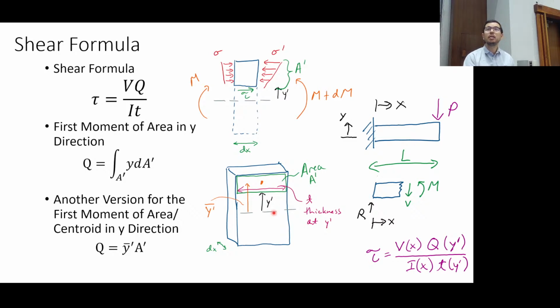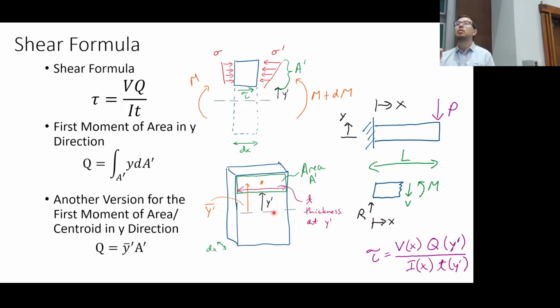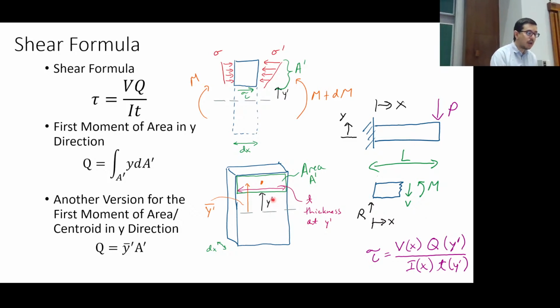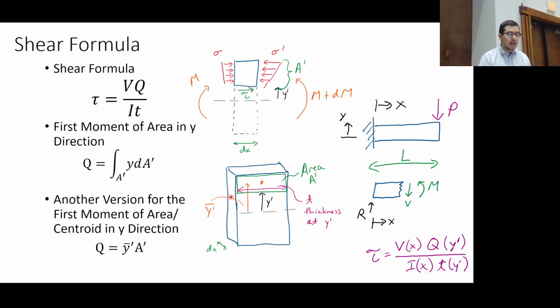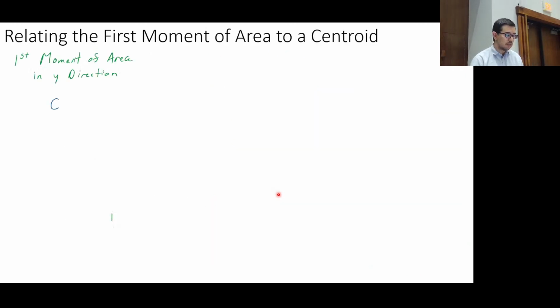So why do we have a bar? Why prime? We have the prime to help us distinguish. It's just a convention to help us understand that this is where we're calculating the transverse shear stress. You could just have written y here if you wanted, and written y bar if you wanted as well. But this is the convention that Hibbeler uses. Good question.